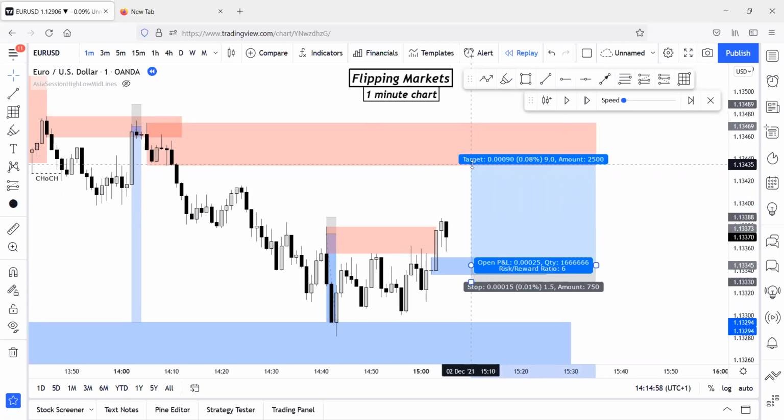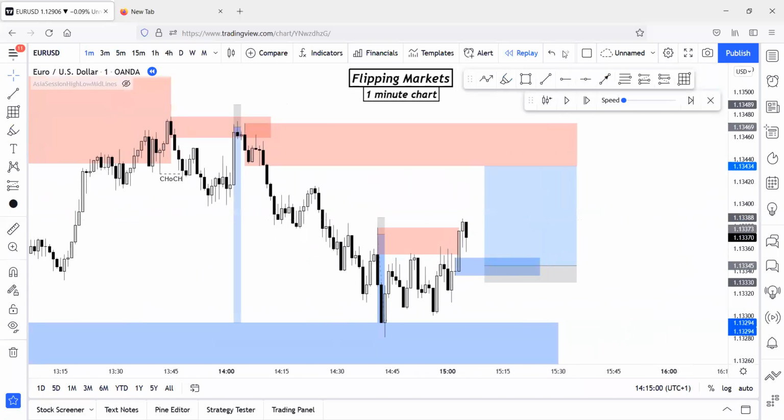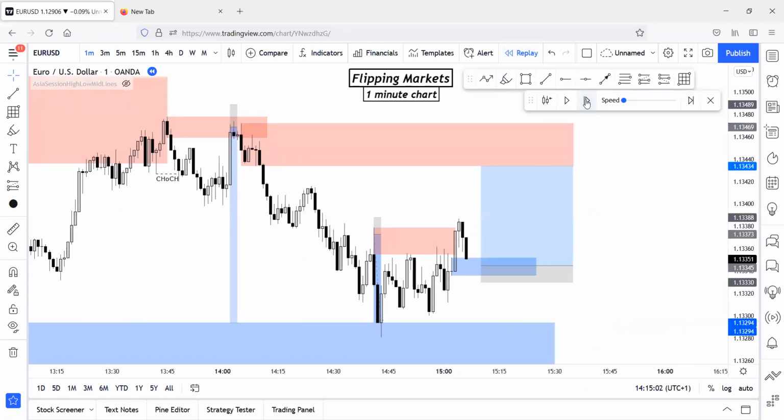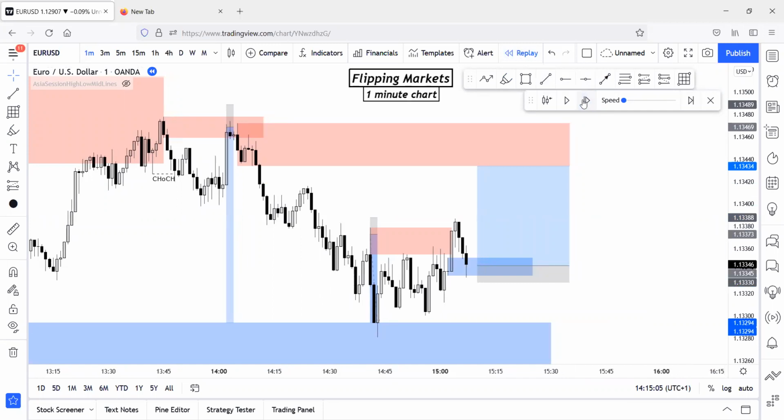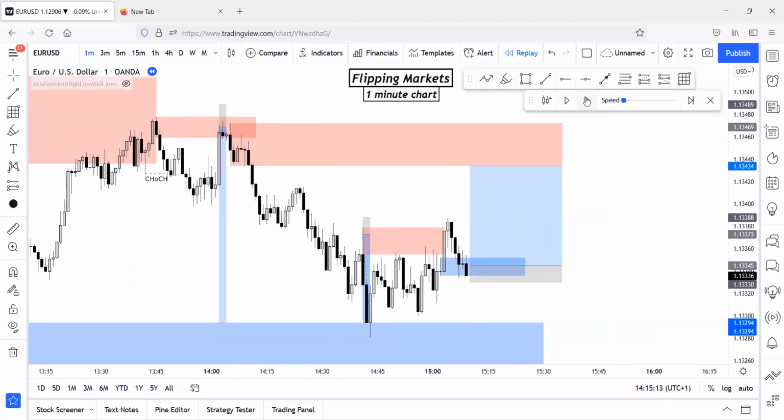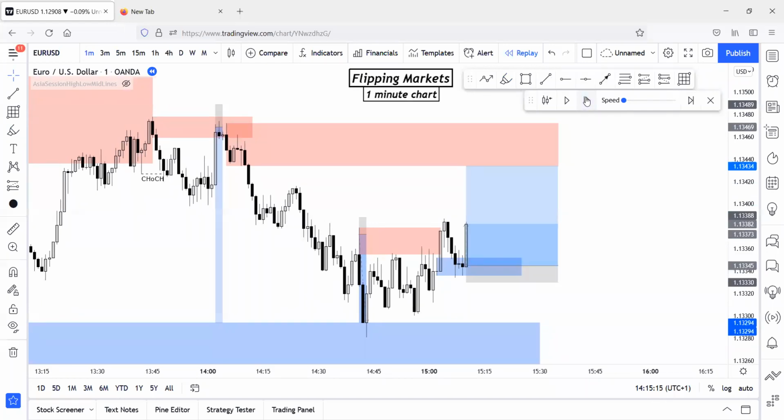So yeah, I just target this zone. Let's see what happens next. Okay, price tagged in and actually broke this zone a little bit. It could be a liquidity collect, but let's see if it keeps us in. Yeah, it might be okay.